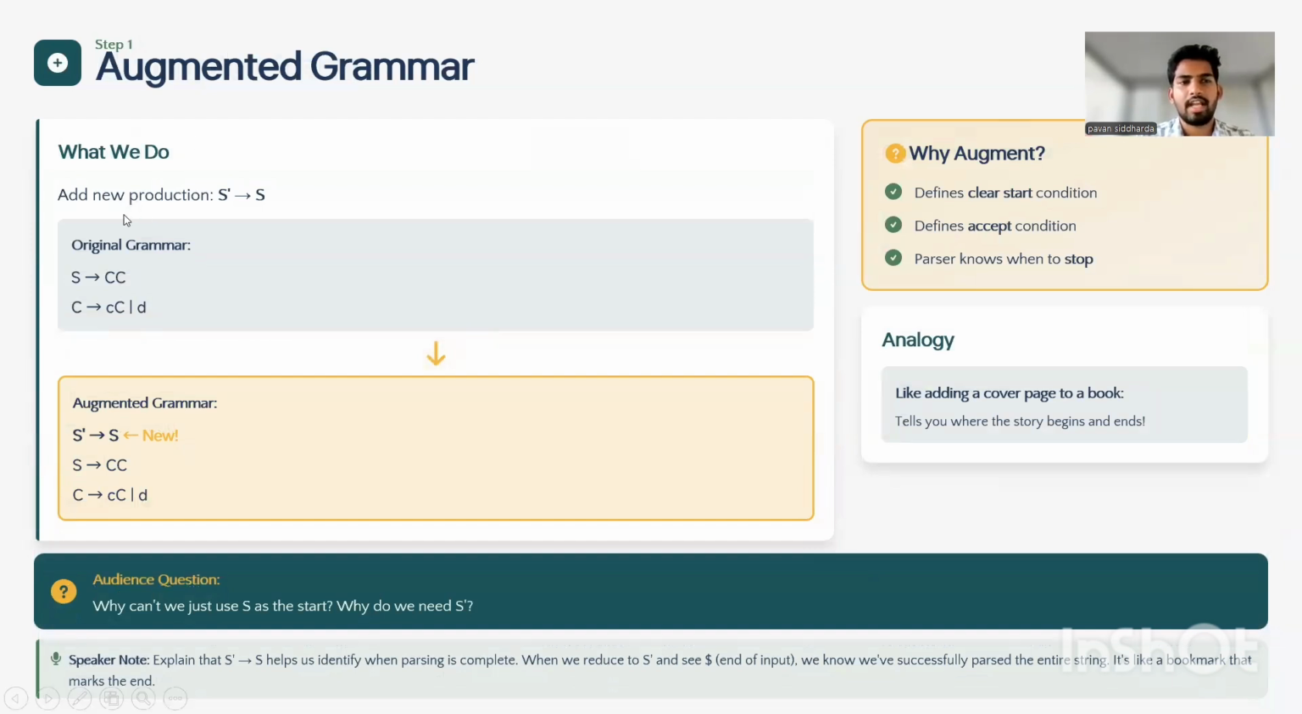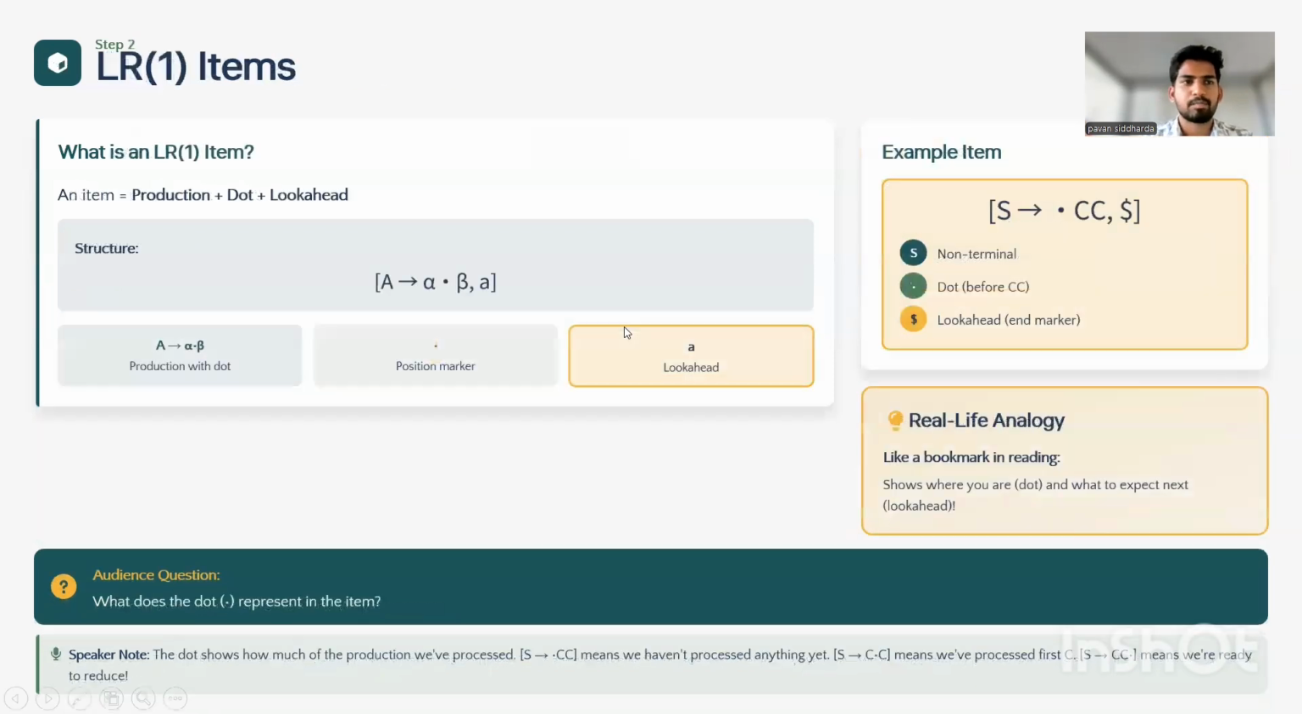In this we should add a new production, since S is the starting symbol. We add a new production S' gives rise to S. Then it becomes the augmented grammar: S' gives rise to S, S gives rise to CC, C gives rise to c and d. This is the augmented grammar. We augment to define a clear start condition and an accept condition, so the parser knows when to stop. That's why we augment the grammar.